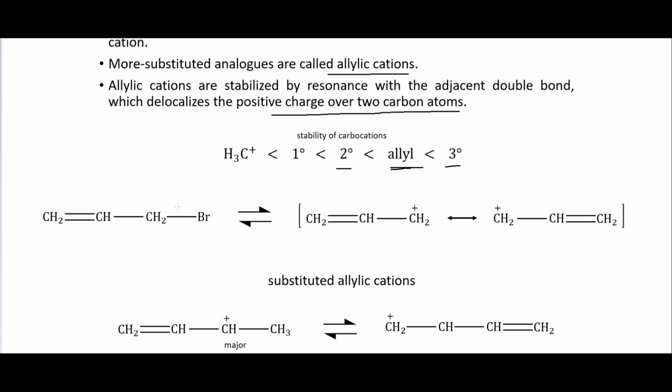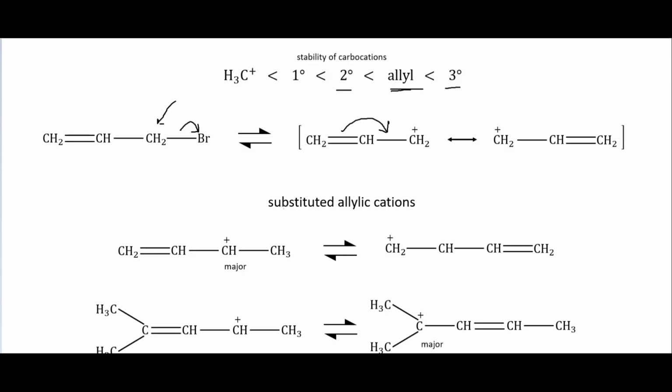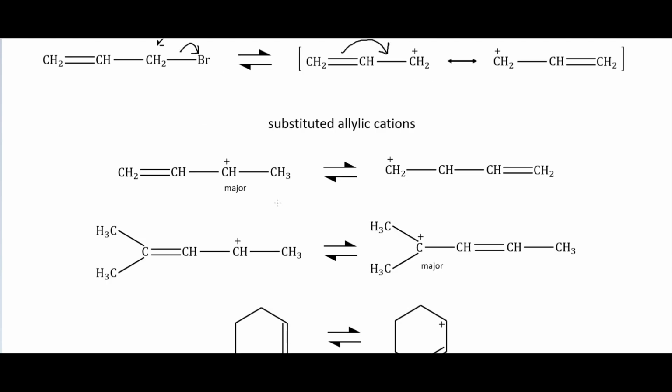So what's happening is we have this bromide leave right here so that this becomes a carbocation right there, and so we can have stabilization as this double bond can move back and forth between there. And if we have substituted allylic cations, we can have major and minor resonance forms. So if we have this, for instance, we have the positive charge on a secondary carbon. This double bond moves over here, and so we end up with the positive charge on a primary carbon. And so the secondary is going to be the major resonance structure.